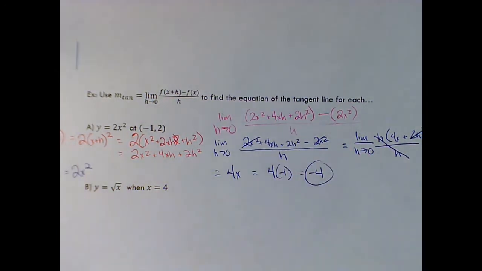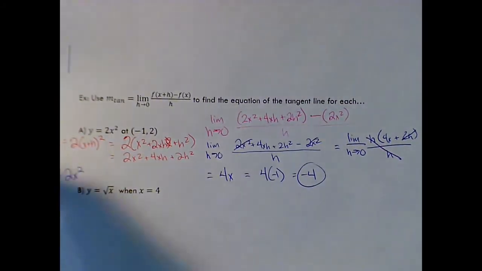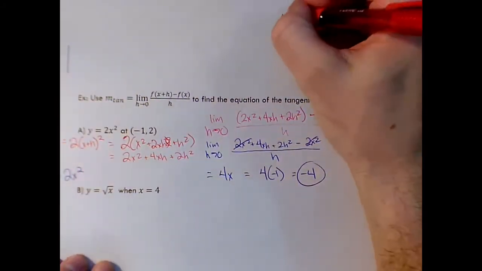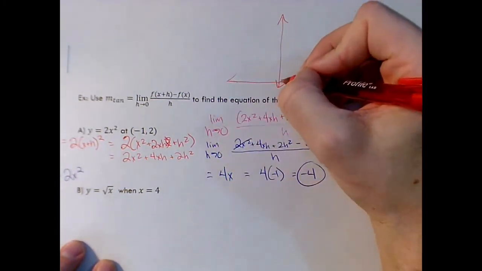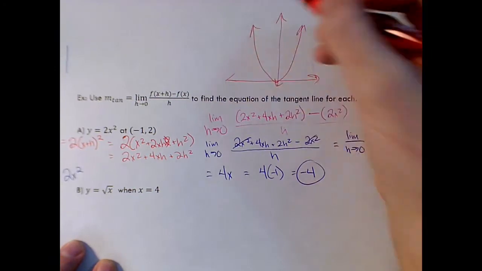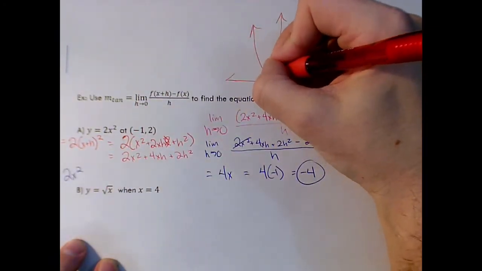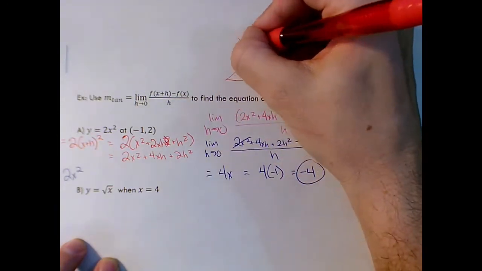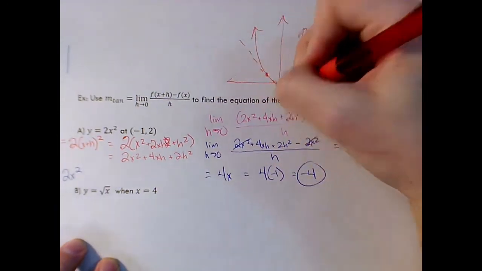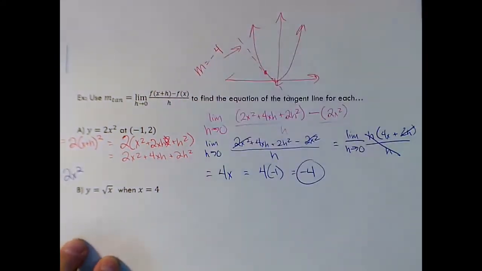Now, for a couple of the problems, I've given some visual representations. If I wanted to graph that guy right there, it would look something like this. So at the point negative 1, 2, which might live right there, my slope of the tangent line is negative 4 at that moment.